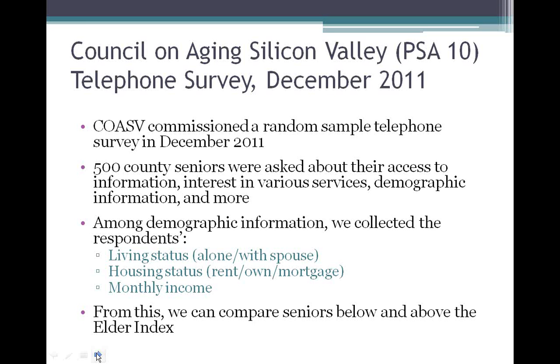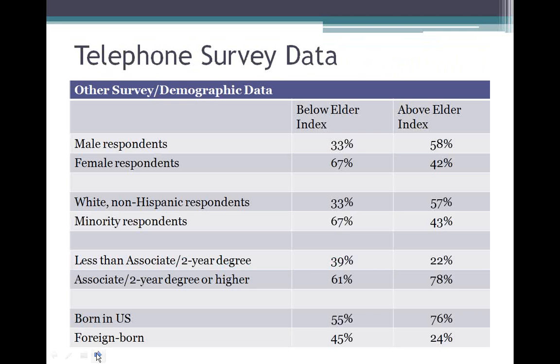Along with some basic demographic information, we also asked for some expanded information like their living status, if they were living alone or with a spouse, their housing status, if they rent or own with or without a mortgage, and also their monthly income. So using this data, we were able to determine which respondents were falling below the Elder Index and which were above. And we were able to set up a crosstab and see the differences between those two groups. Next slide.